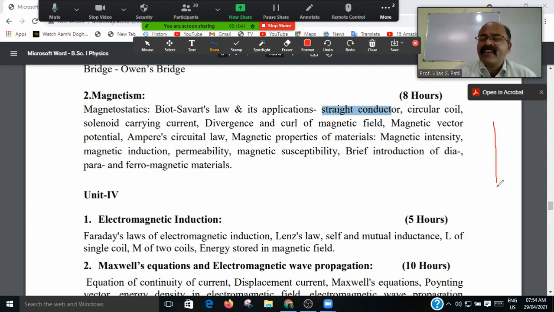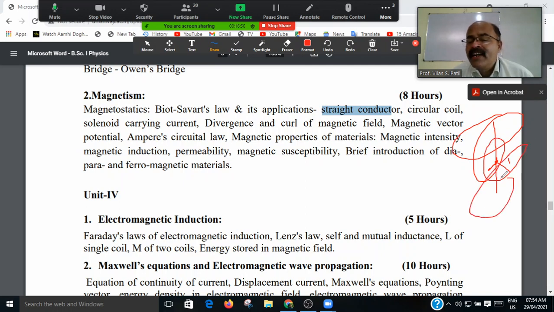this is the straight conductor, and it carries current I. If it carries current I, then magnetic induction is produced around this conductor. And what is the strength of that magnetic induction at a point P, which is at a distance R? That is, what is the magnetic induction around a long and straight conductor carrying current I?